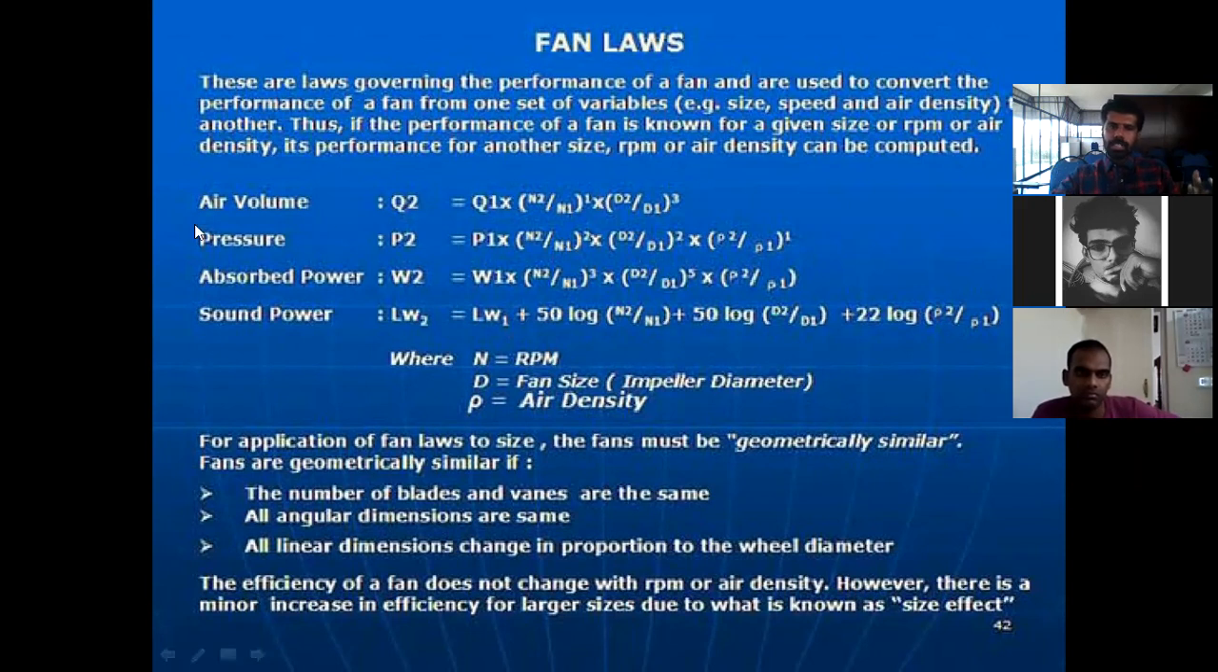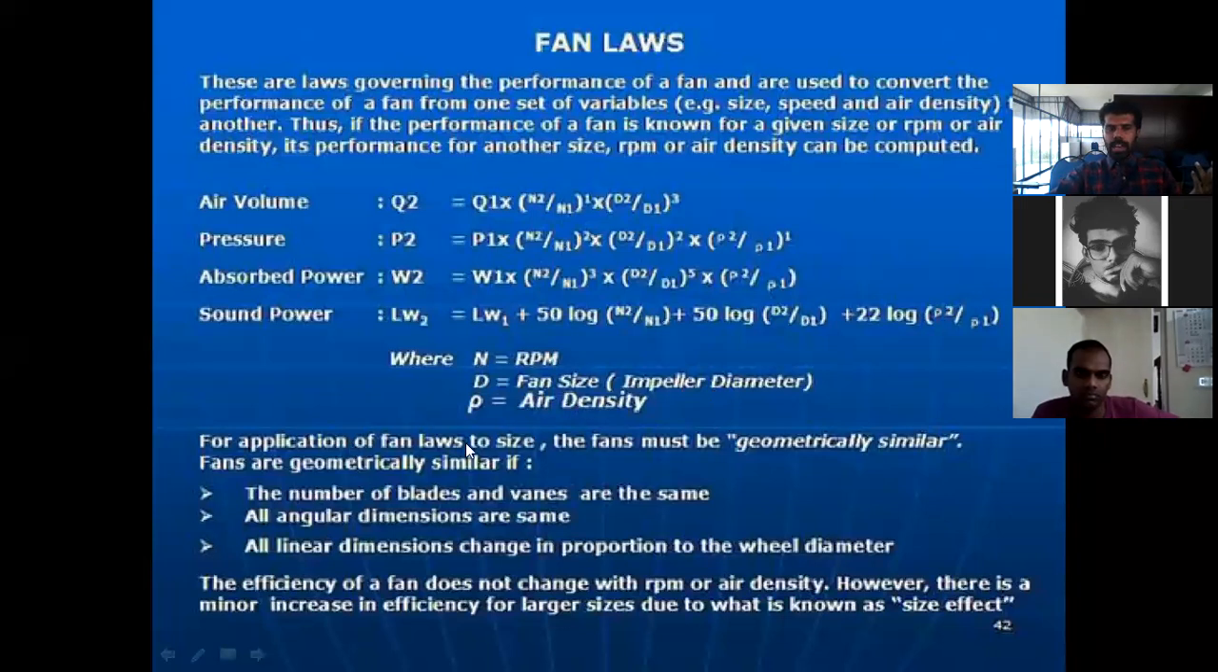In the case of air volume, the air volume of the second fan with respect to the first fan, you could equate like this: Q2 is equal to Q1 into N2 by N1 into D2 by D1. The same way you can equate in this formula and find the P2 value. W2 also you could find, just comparing with this. Where N is RPM, D is the fan size, P is the air density.